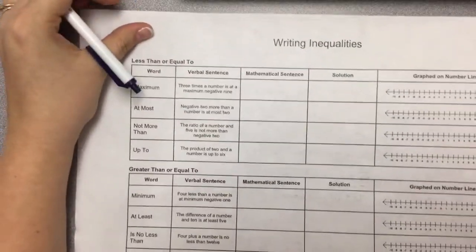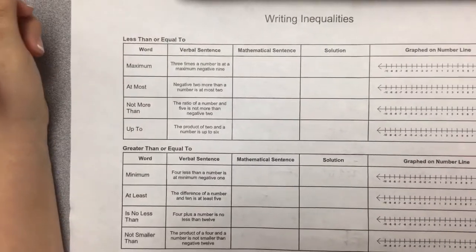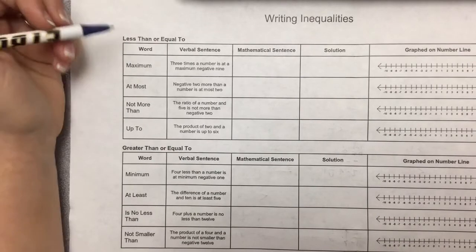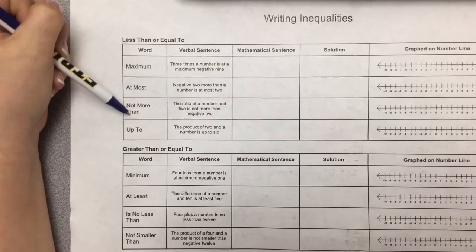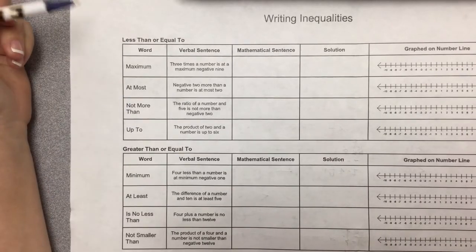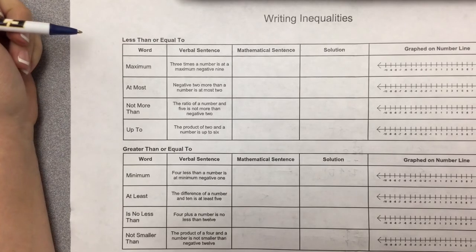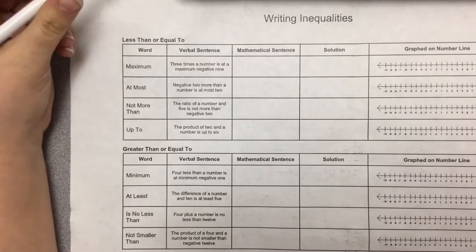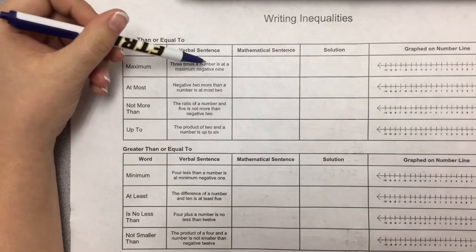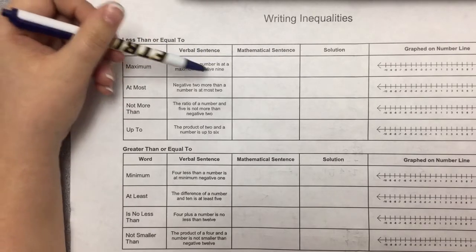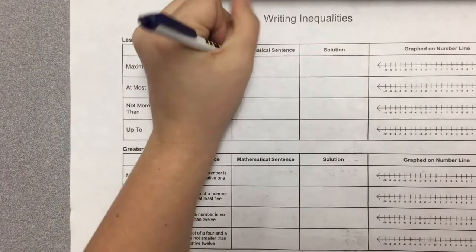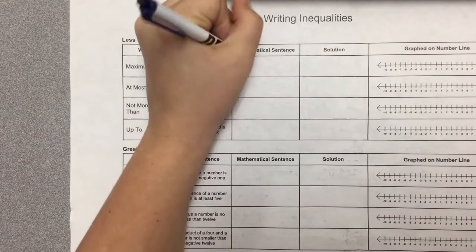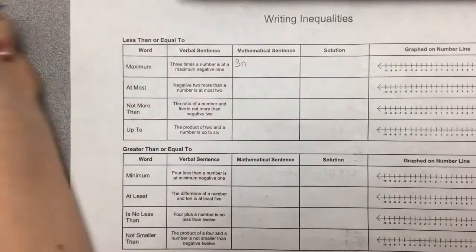All right, flipping over. We're looking at less than or equal to. Our keywords are maximum, at most, not more than, and up to. That was one of the ones we hadn't seen yet, up to. So, 3 times a number is at a maximum -9. Well, this is telling us, obviously, we are going to multiply 3 multiplied by our number.